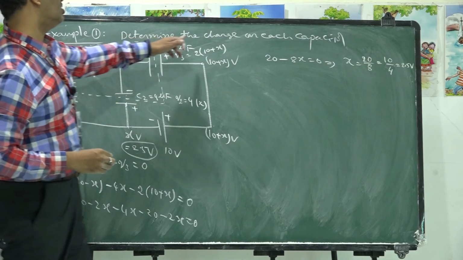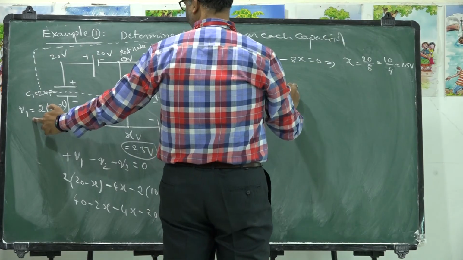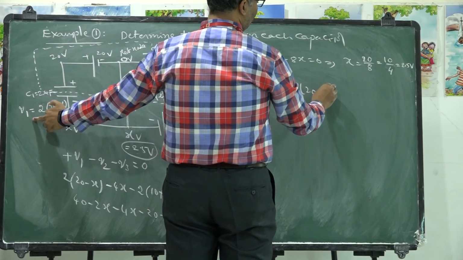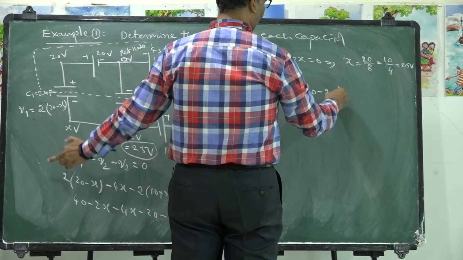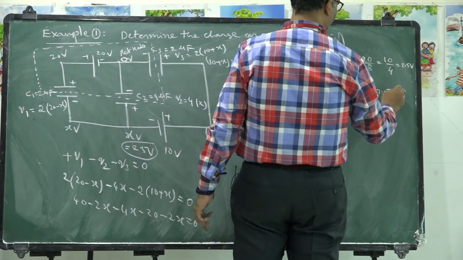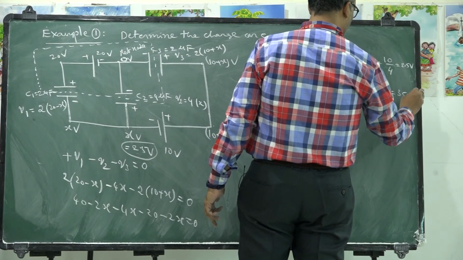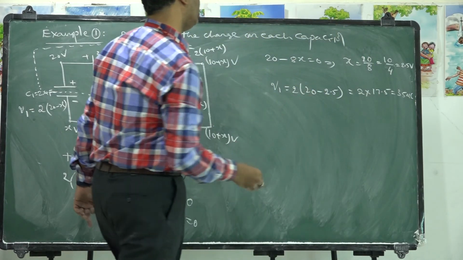The question is, determine the charge on each capacitor. What is the charge on each capacitor? Q1 is equal to 2 into (20 minus x), x value is 2.5. That is 2 into 17.5, that is 35 microcoulomb. As it is microfarad, microcoulomb will come.